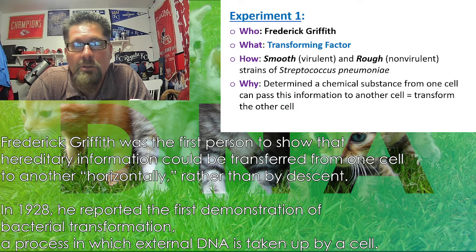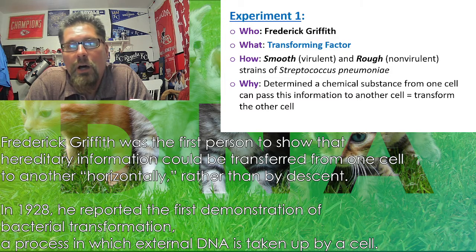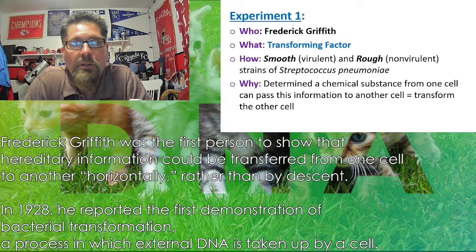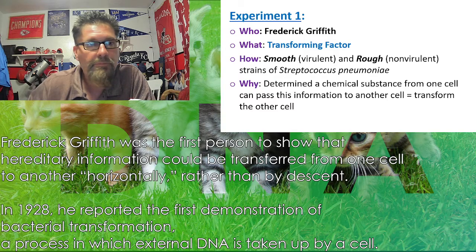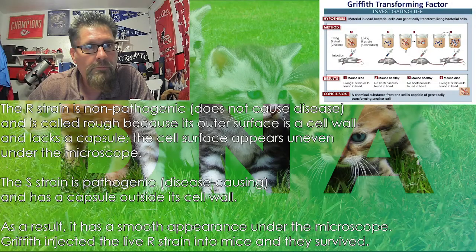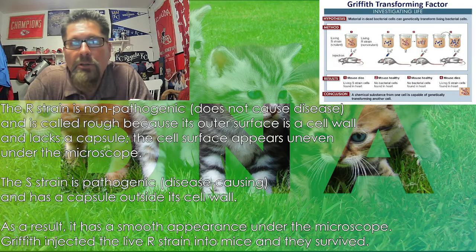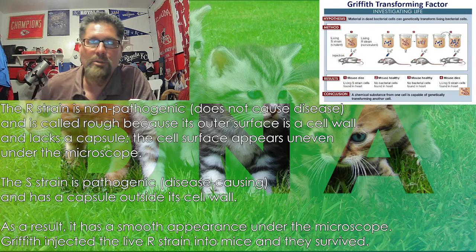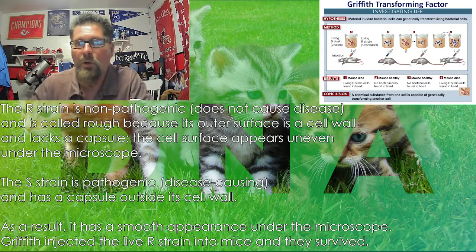you can see there, Streptococcus pneumonia. It has two strains, one that was dangerous and deadly, virulent, the smooth, and then the rough, which was non-virulent. In other words, if you had the rough, it wasn't going to affect you, but if you had the smooth, that could affect you greatly. Okay, so again, he had the two types, the S, which was disease causing, the R, which was not.